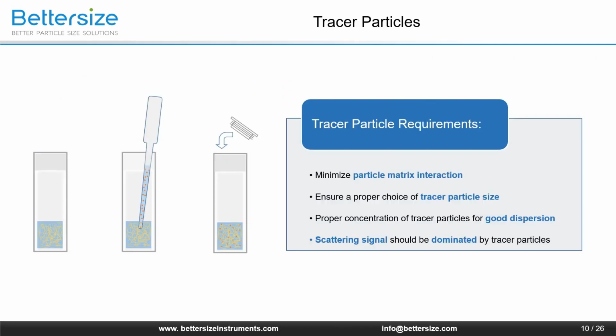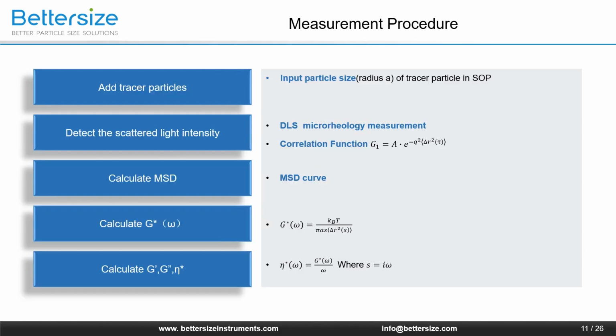When performing DLS microrheology measurements, the choice of tracer particles is very important. A key requirement is to minimize particle matrix interactions. If there is any significant physical or chemical interaction between an embedded tracer particle and its surroundings, this may alter its local environment and affect its diffusivity. Second, the tracer size used in DLS microrheology measurements can have a significant effect on the extraction of rheological parameters. In addition, the appropriate tracer concentration must be considered for good dispersion, and the scattered signal should be dominated by the tracer particles. After that, I would like to introduce you to the measuring process of the BeNano series.